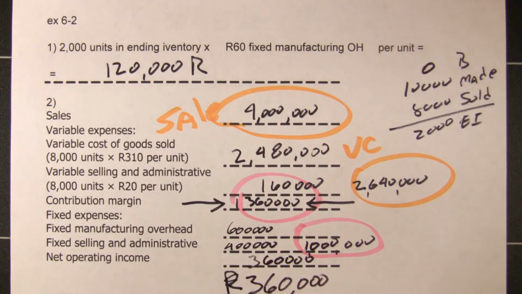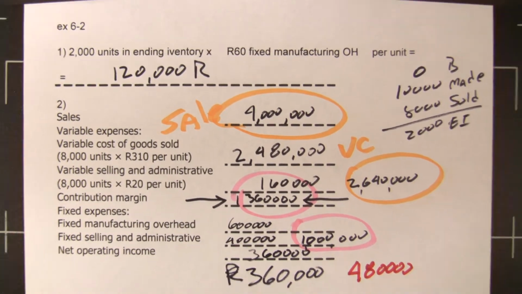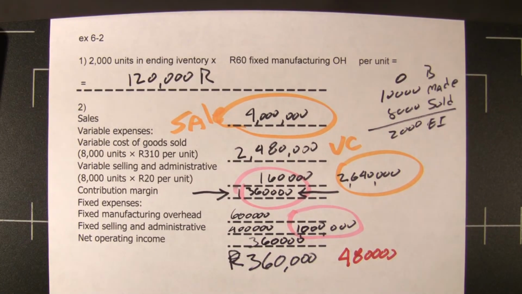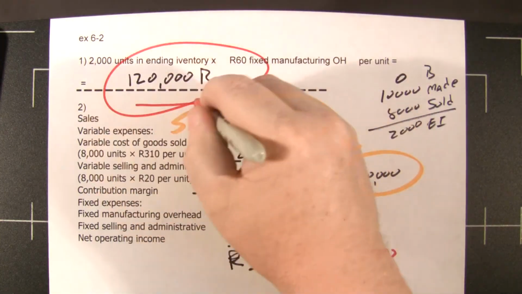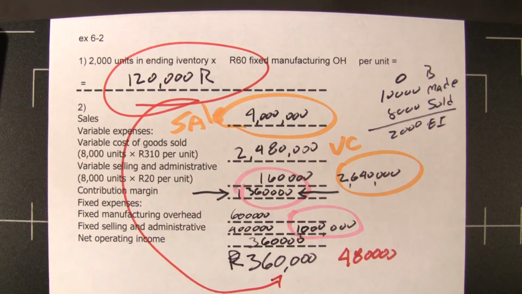That's our operating income under variable costing. If you look at our absorption costing income statement, the number we're given is 480. And that's just given to us. And it asks us to explain the difference. What's the difference between these two? The 120,000 that was captured from the prior period.